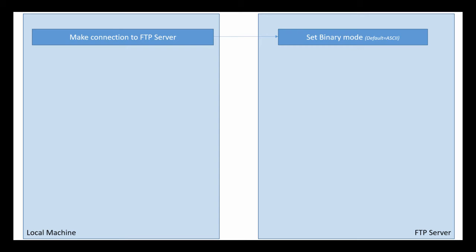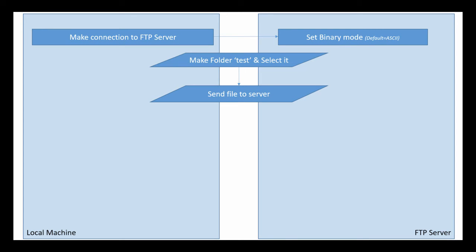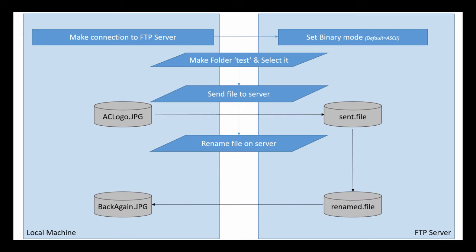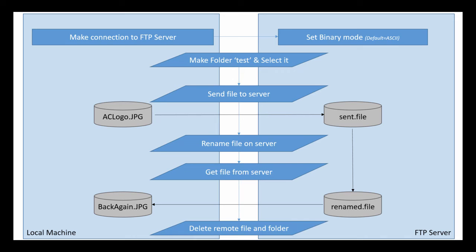We're going to make a folder called test and select it, make it the current folder on the remote system. We're going to send a file to the server. Now we've got these different names. It's going to be sent across, renamed and sent back. So we're going to rename the file on the server. We're going to get the file from the server into a new file name, back again. And then we're going to remove both the file and the folder, the new test folder, from the remote server. And then we'll have a quick look and show that the two files, the aclogo.jpg and the backagain.jpg files, are both the same. So they haven't lost or gained anything in the whole of that process.